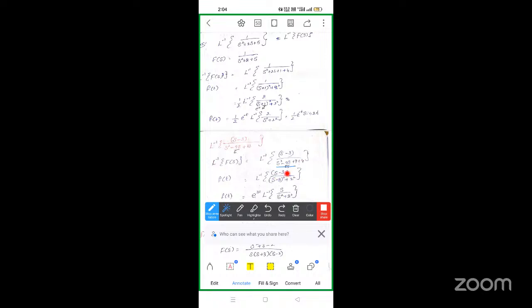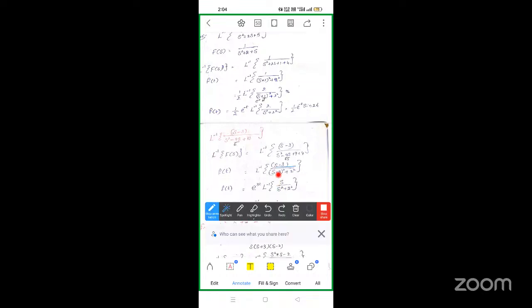So numerator s minus 3, and denominator also (s minus 3) whole square plus 2 square. Is that clear? So we can apply the first shifting theorem or first translation theorem. So e power 3t, and we can replace s minus 3 with s: L inverse of s by s square plus 2 square. So after applying the first shifting theorem, e power 3t L inverse of s by s square plus 2 square.